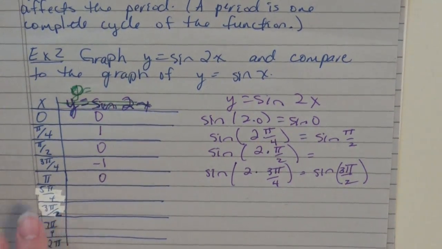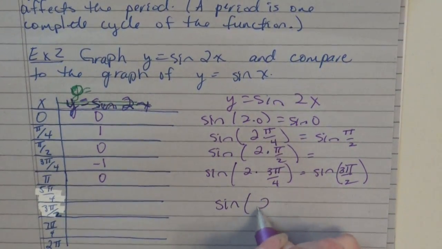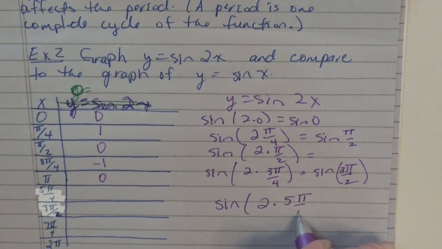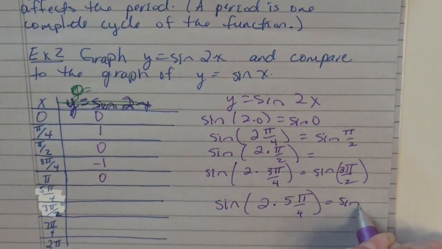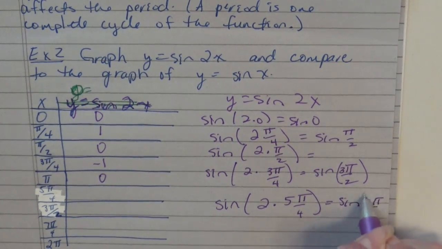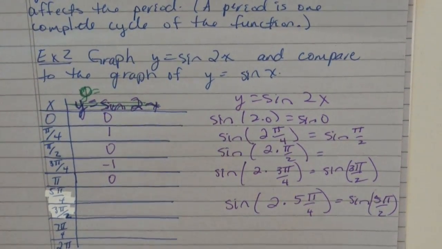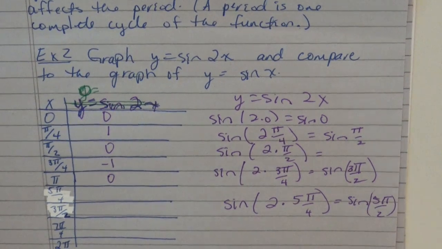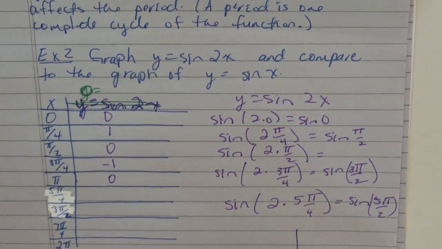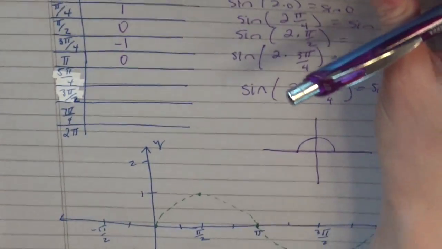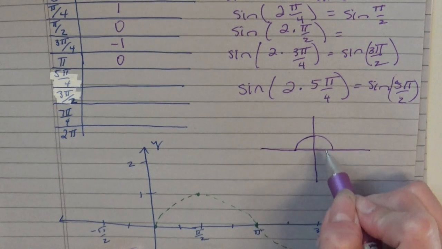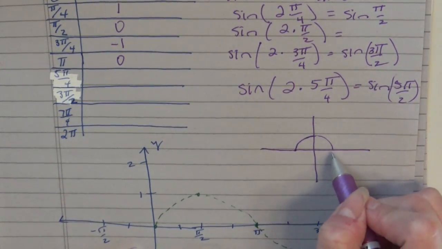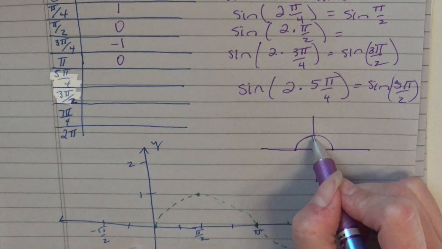If I put in 5 pi over 4, I've got sine of 2 times 5 pi over 4, which is sine of 5 pi over 2. Now what is sine of 5 pi over 2? Looking at the unit circle, we're finding sine of 5 pi over 2.